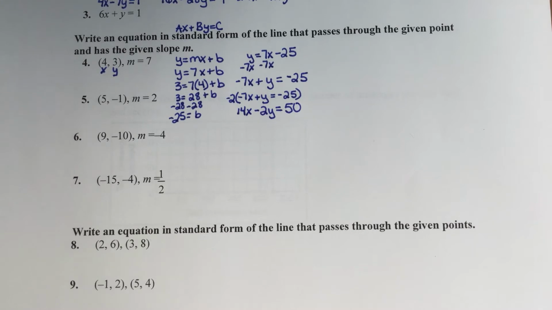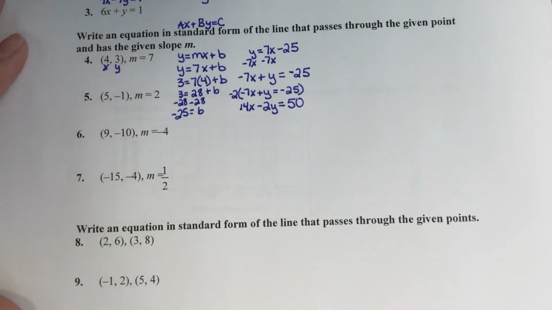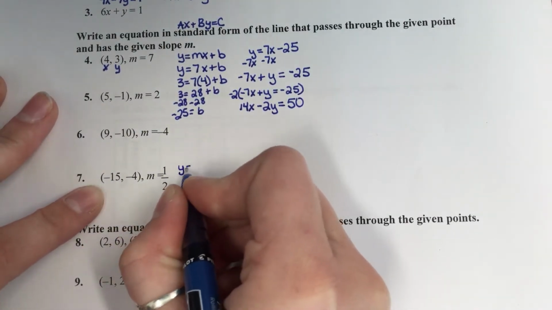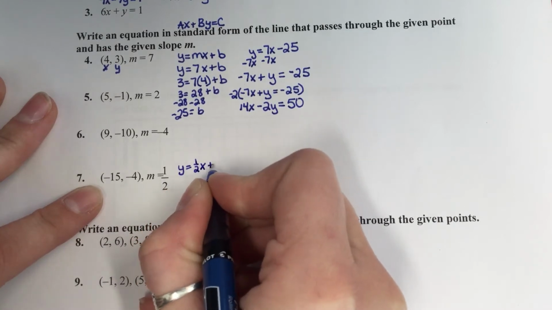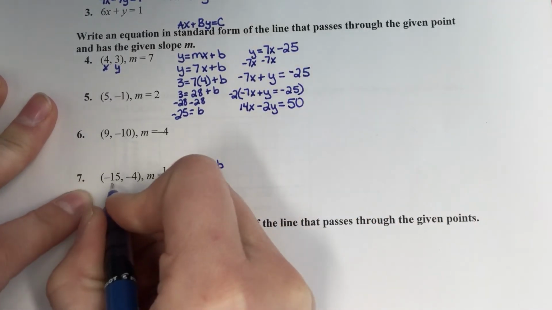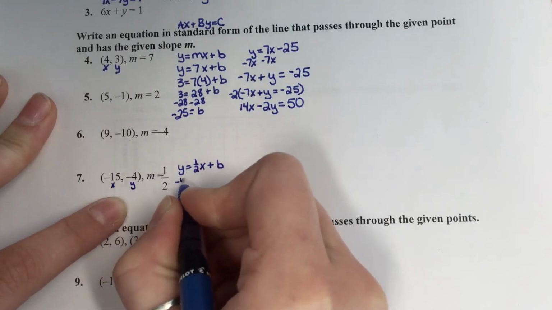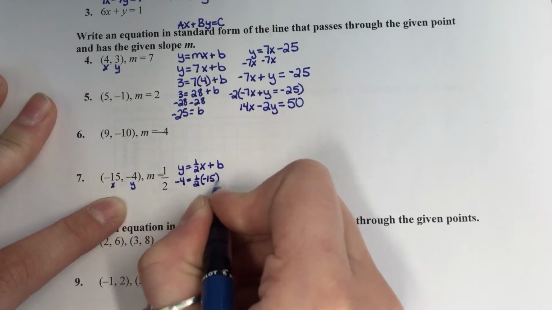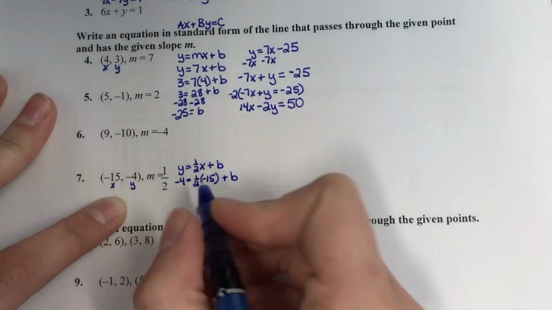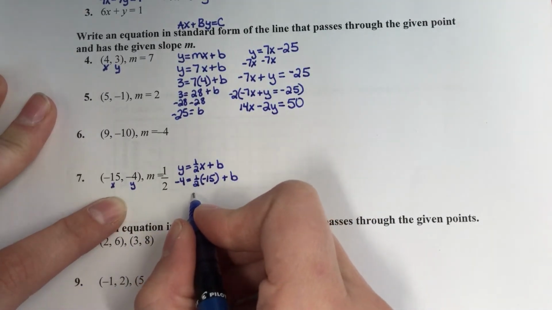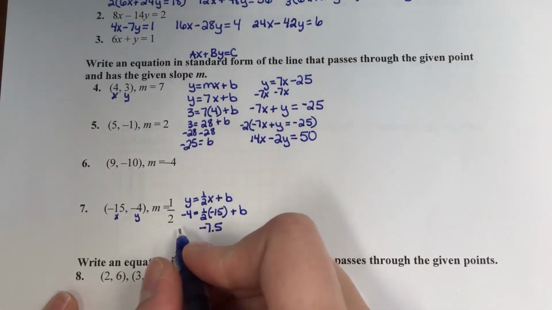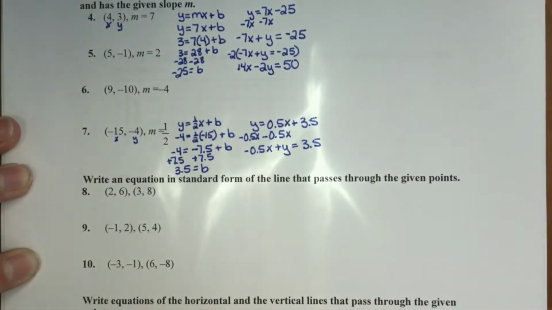Okay, let's do one more example. Let's do 7, mostly because I'm running out of room. Okay. So y equals 1/2 x plus b, putting in x and y, so negative 4 equals half of negative 15 plus b. Half of negative 15, not sure why the video quit, but I'll try to put them together, okay?